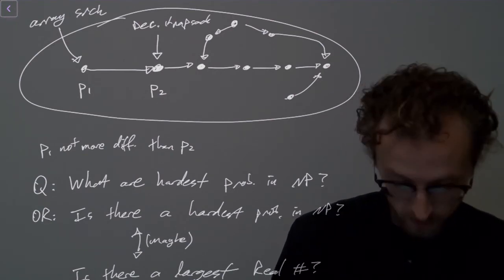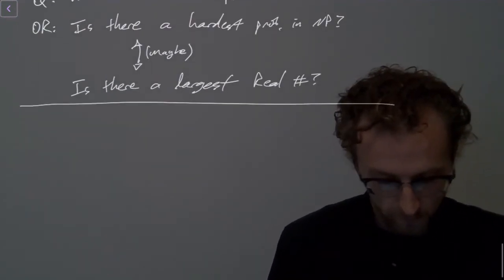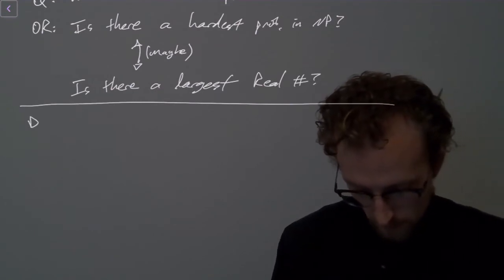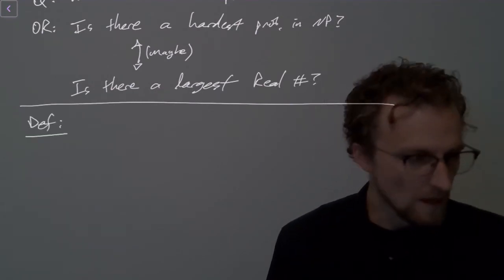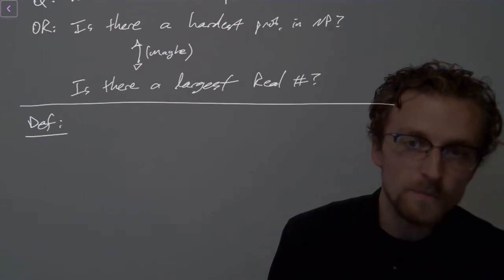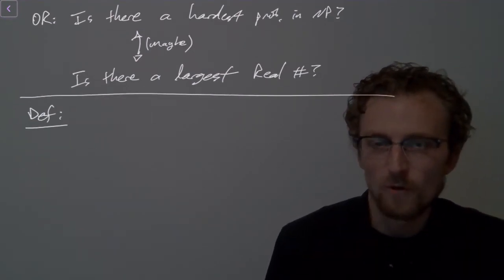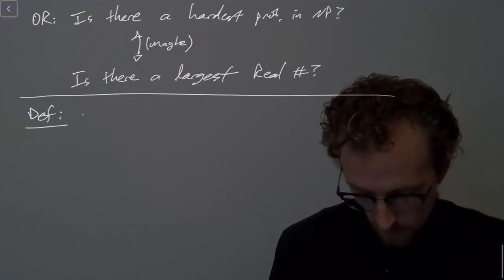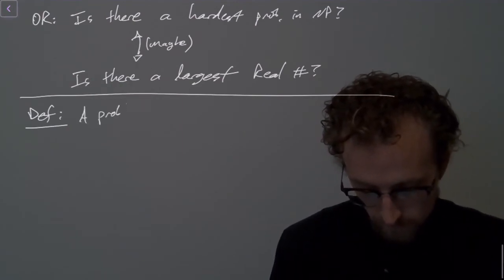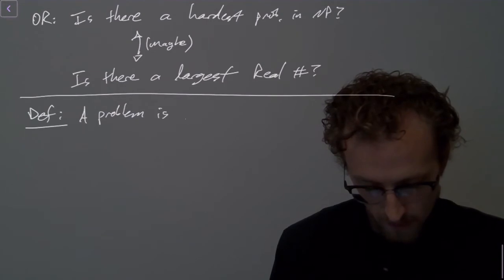So let's put some terminology to this. You've heard this term before, but now there's going to be a definition. I'm going to say a problem is NP complete if it is, informally, the hardest problem or a hardest problem in NP. So a problem is NP complete.